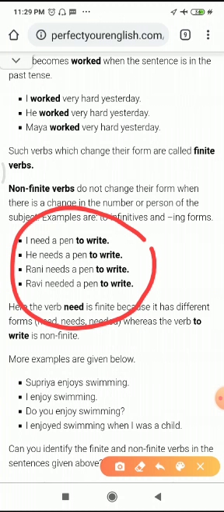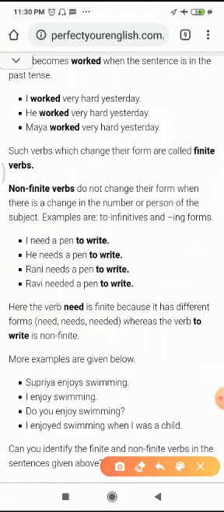Now, I need a pen to write. He needs a pen to write. Rani needs a pen to write. And Ravi needed a pen to write. What is meant by this? Here the verb need is finite because need is changing its form. I need, he needs, Rani needs, and Ravi needed. You can see here: need, needs, needs, needed. The verb that changes its form is called a finite verb.